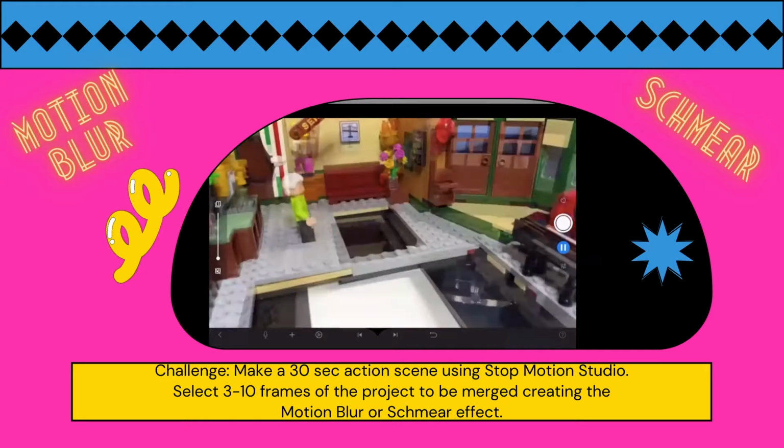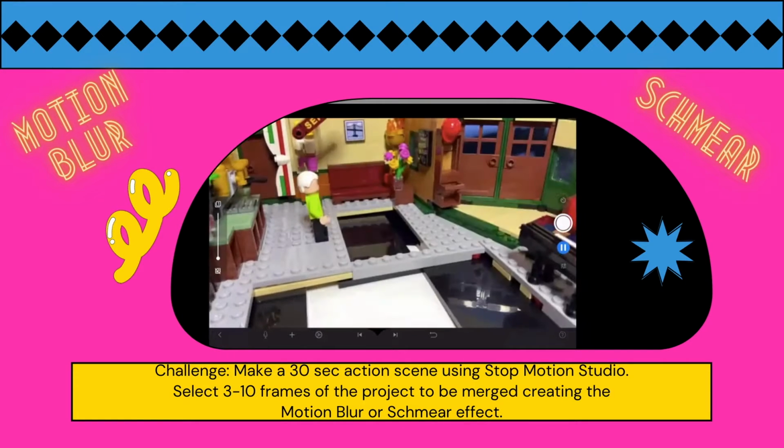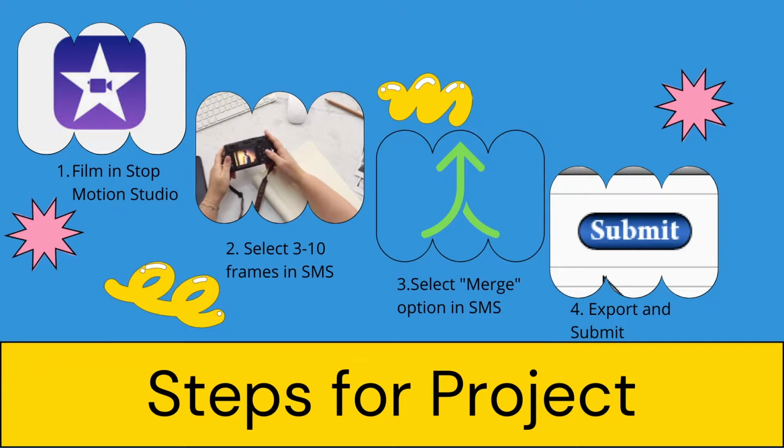This week, your challenge is to make a 30-second action scene using Stop Motion Studio. Select 3 to 10 frames of the project to be merged together, creating the motion blur effect.